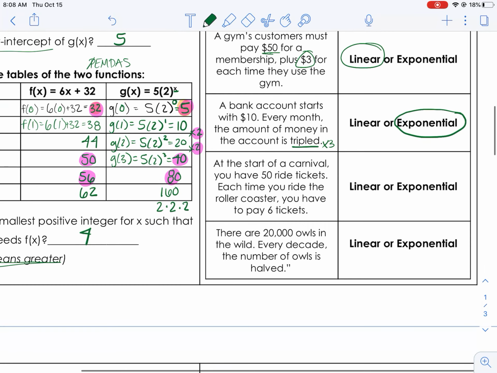At the start of a carnival, you have 50 ride tickets. Each time you ride, you must pay 6 tickets. So notice we're decreasing by 6 every time. We're subtracting 6. That's a subtracting pattern. And if we're adding or subtracting, that's linear.